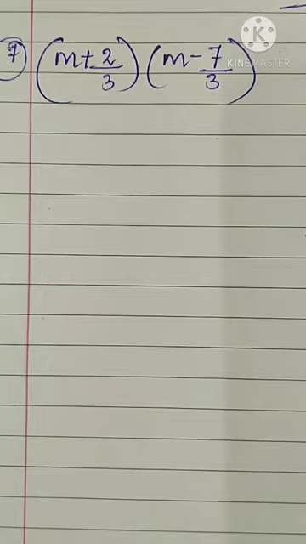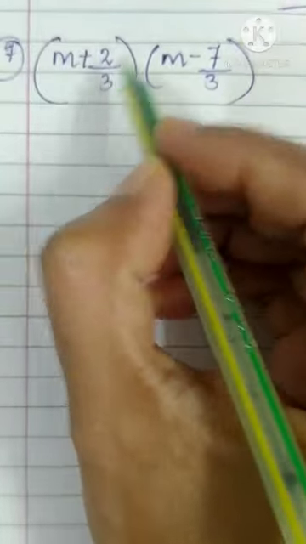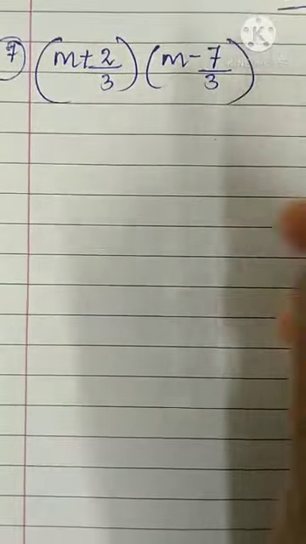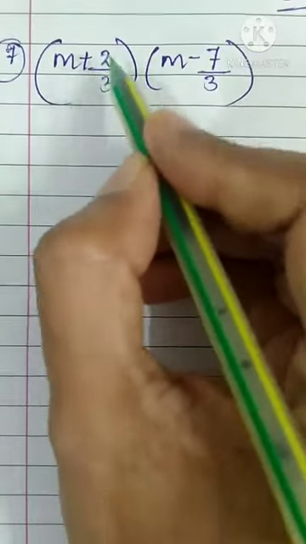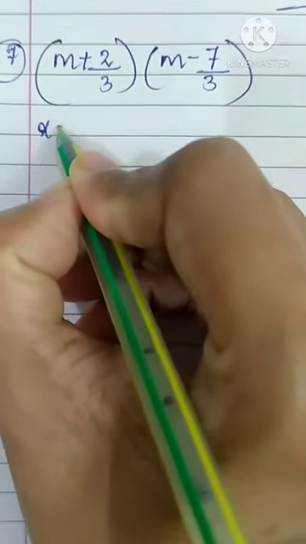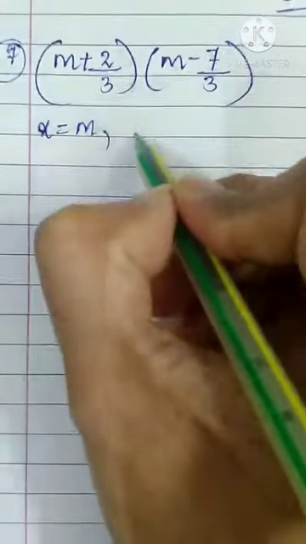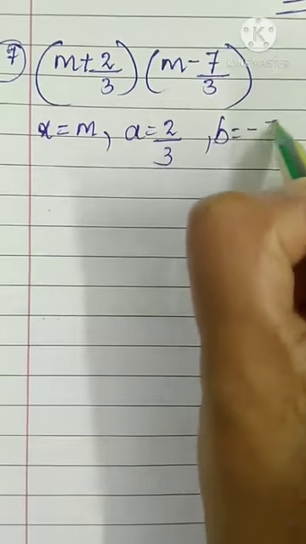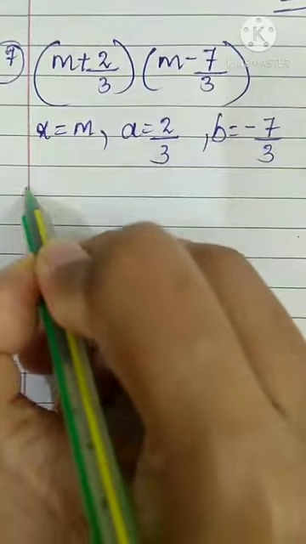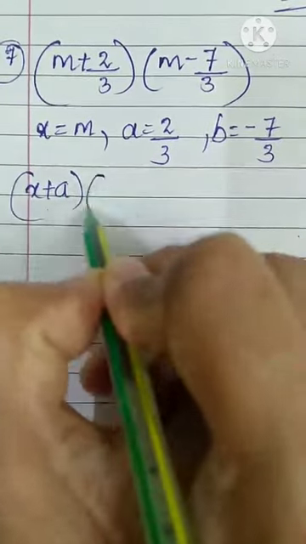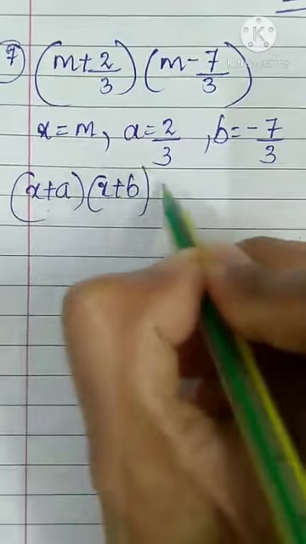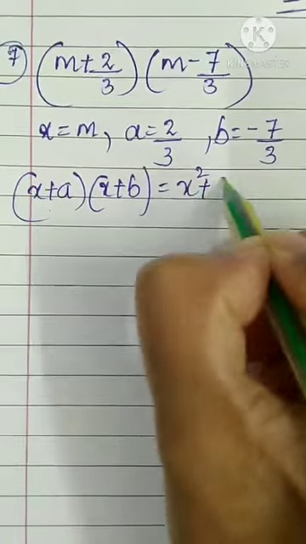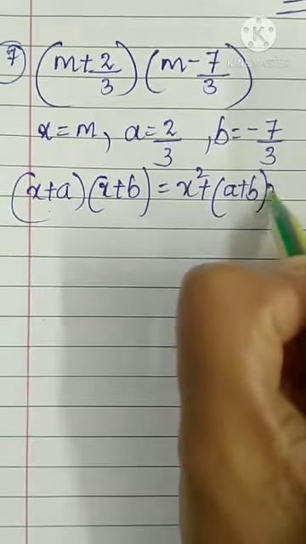Now we have the seventh sum, m plus 2 upon 3, m minus 7 upon 3. Don't worry when you see this fraction form, same method you have to follow. x will be m, a is 2 upon 3, b is minus 7 upon 3. What is the formula? (x plus a) multiplied by (x plus b) is equal to x square plus (a plus b)x plus ab.